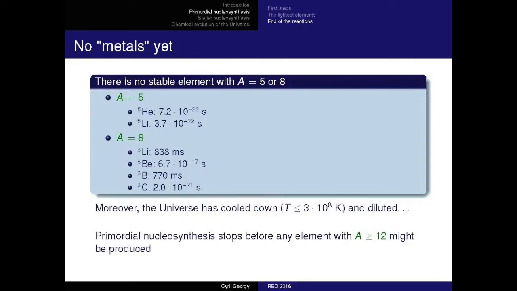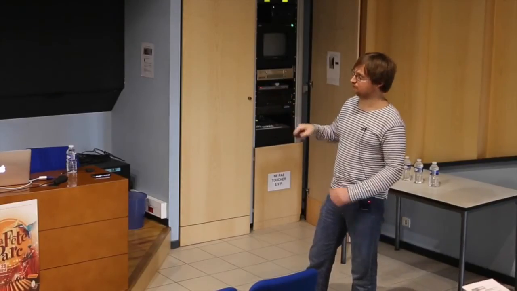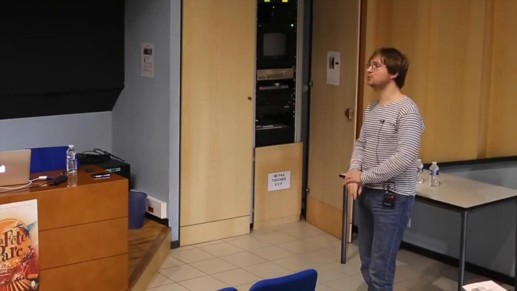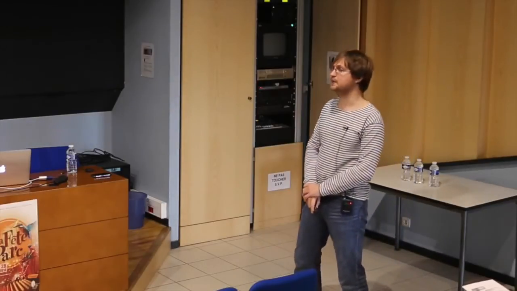So basically, you have these isotopes for A equal 5. You have helium-5 and lithium-5, and you see that they have half-lives that are extremely short, of the order of 10 to the minus 22 seconds for these two here. And with A equal 8, you have lithium, beryllium, boron, or even carbon-8. But again, the half-lives are very short. Particularly for beryllium-8 and carbon-8, you have something that is 10 to the minus 17 or 10 to the minus 21 seconds. For lithium-8 and boron-8, it's of the order of 1 second. But it means that these elements are almost destroyed as soon as they are built.